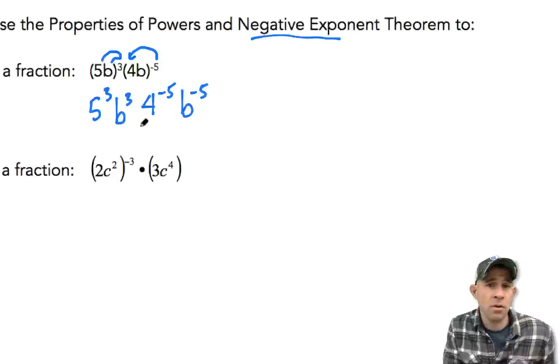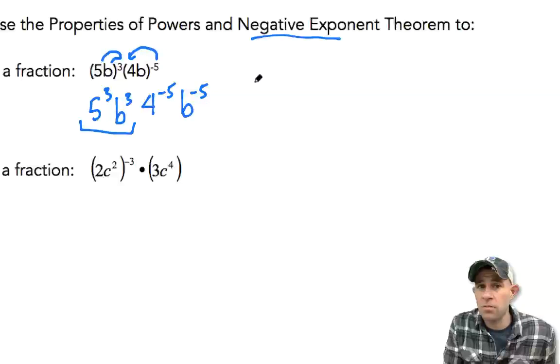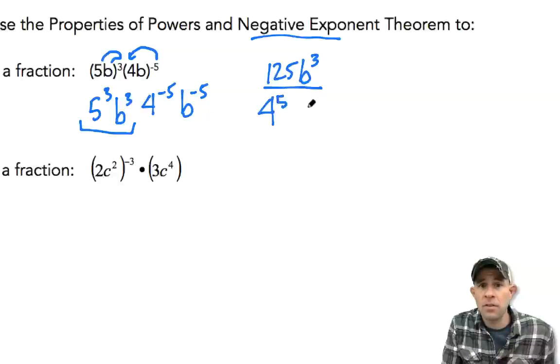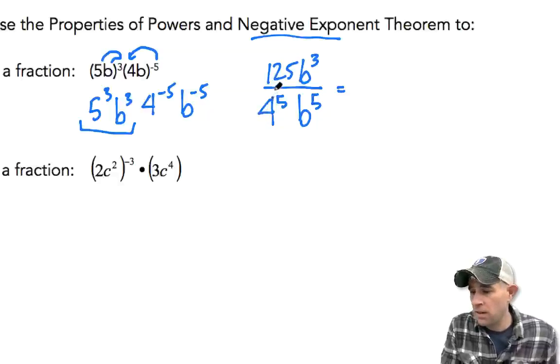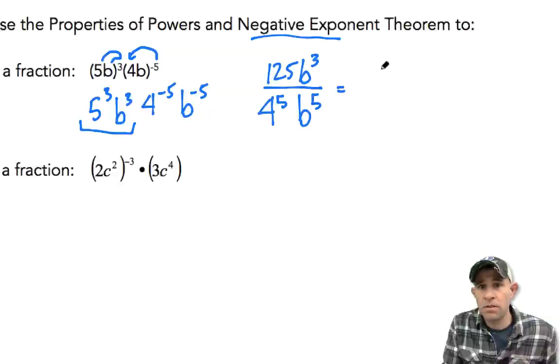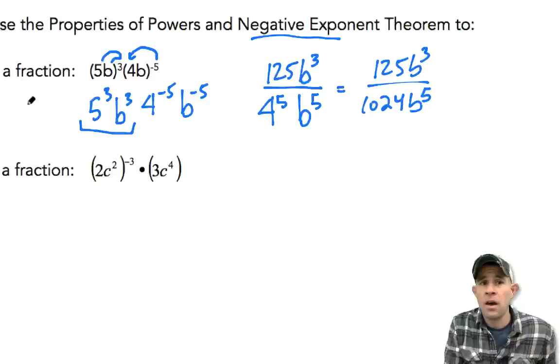Now remember, we're going to take the reciprocal of these. So let's start by simplifying these first two terms here. 5 to the third power is 125 b cubed, all divided by, now this 4 is going to come down here to our denominator. So that will be 4 to the positive fifth power times b to the positive fifth power. All right, now let's simplify. We have 4 to the fifth, and that can be simplified to 1024. So we have 125b cubed all over 1024b to the fifth. So there we have it.